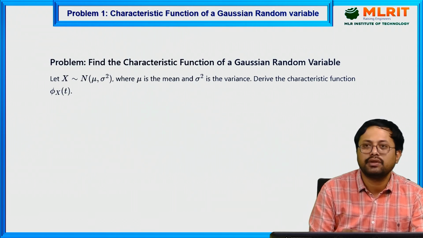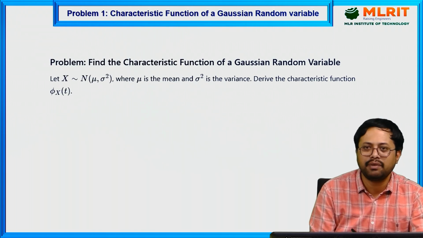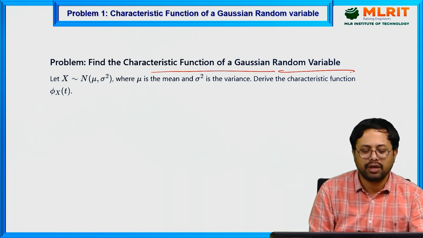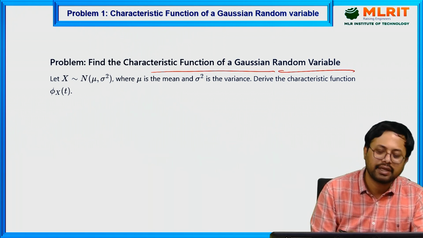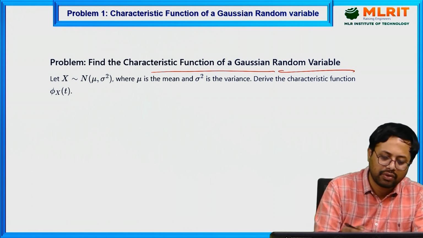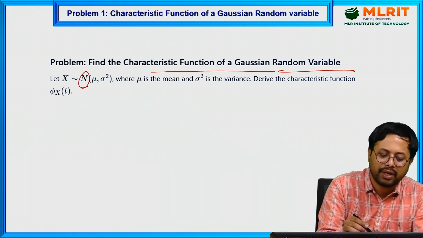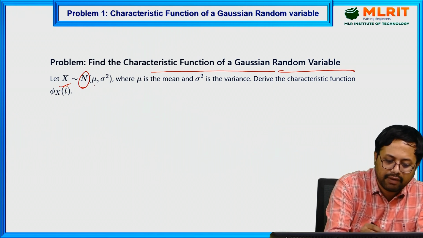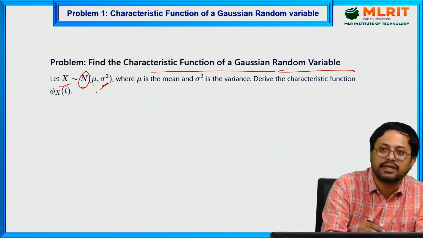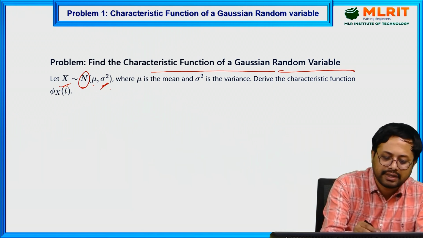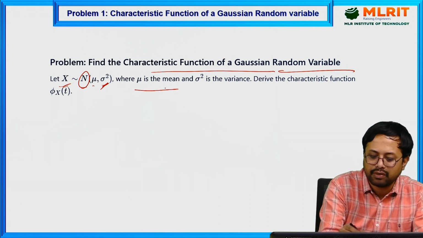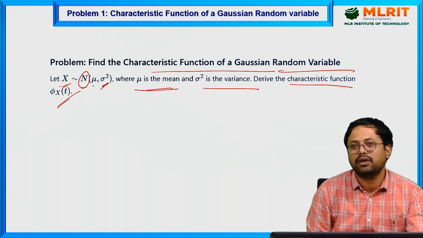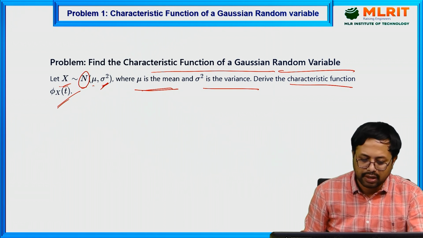To understand that, we will take one example. I am taking the characteristic function of a Gaussian random variable. Here we are considering the normal, where the notation is N, which represents the normal, and X is a random variable. X has a mean and a variance: mu represents the mean and sigma square represents the variance. Derive the characteristic function of that. We will solve this one.